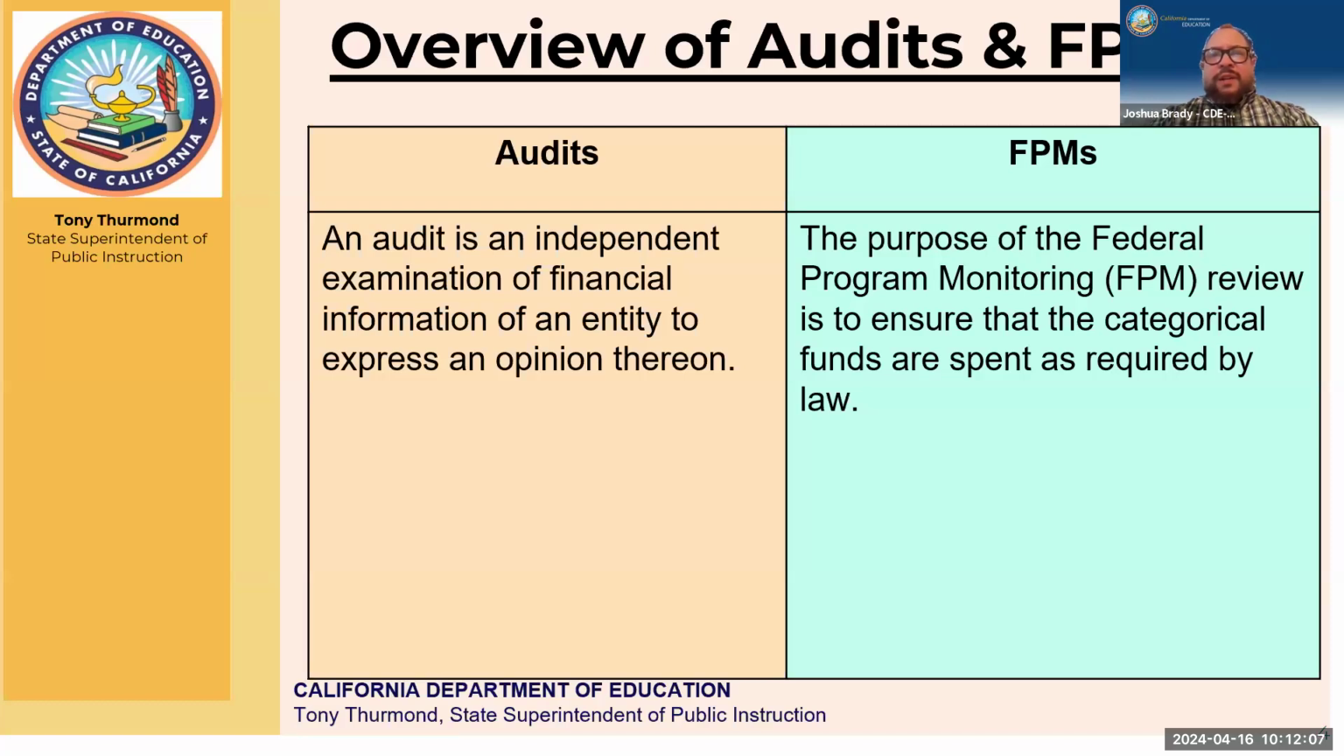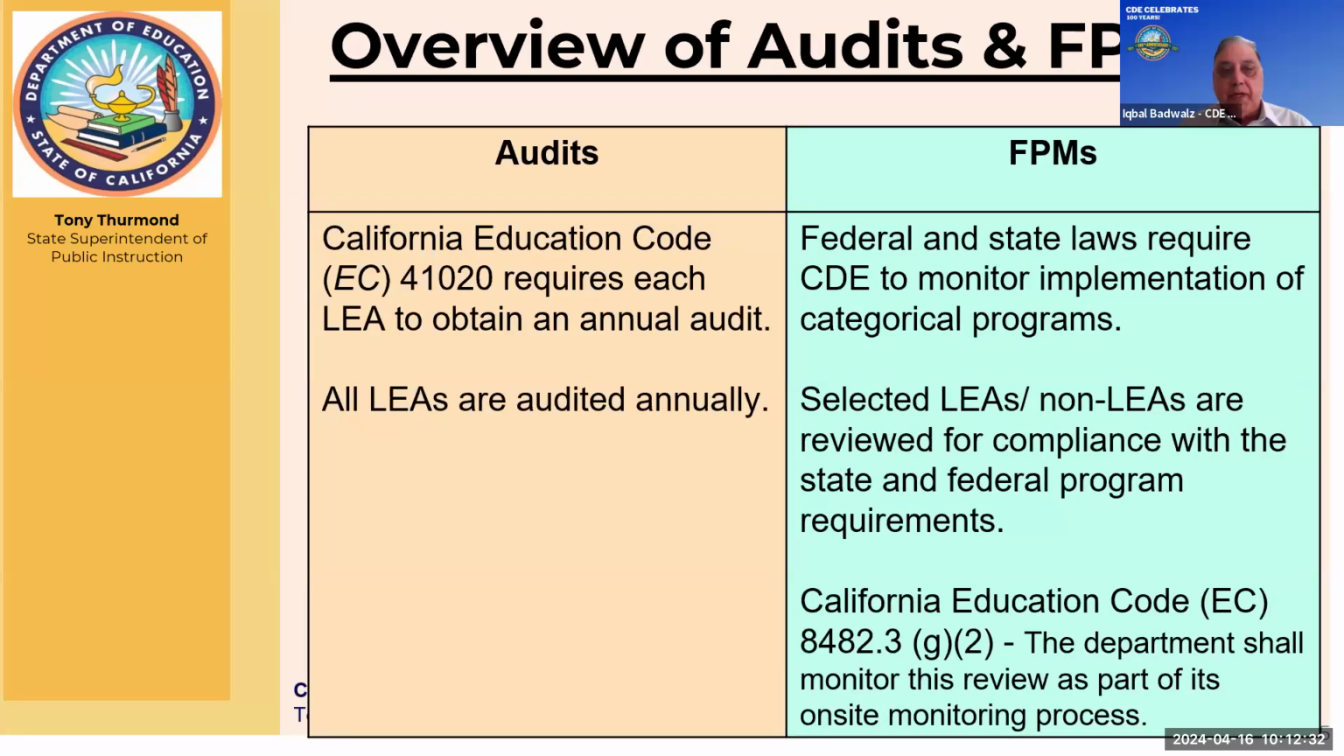And very similar to audits, the purpose of the federal program monitoring is to ensure that the categorical funds are spent as required by law. But not only are the funds spent by law, but that the program is adhering to the specific program requirements that were either laid out in education code, regulation, or in the instrument itself. So we'll be talking a lot about the law, and we will also be giving citations about the education code.